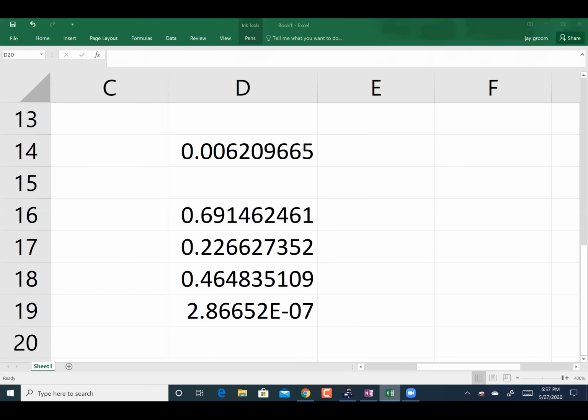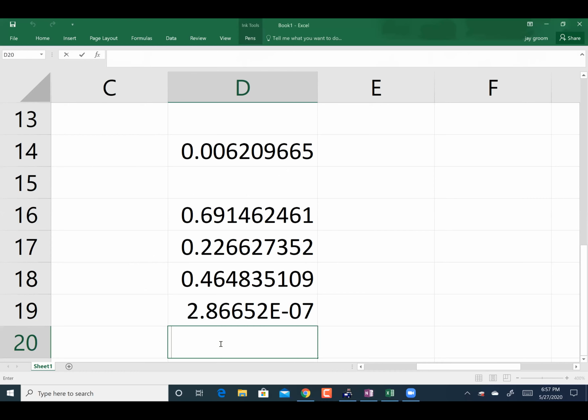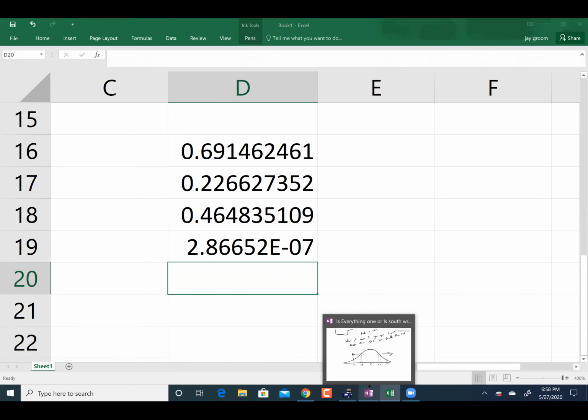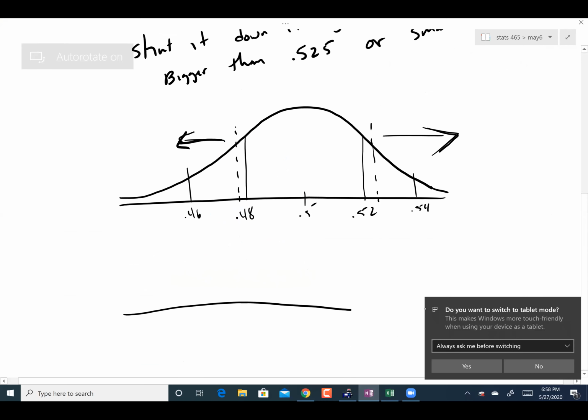So equals norm dot s dot dist, okay? And I'm going to put in initially 0.4, okay, everyone saw what I did there, didn't they? I blew it. I didn't finish the problem. So what I'm going to do on this is first of all make z-scores for those guys. So let's do this right.